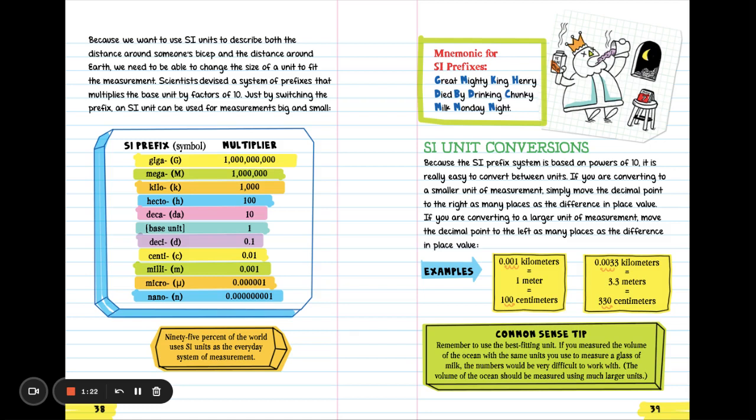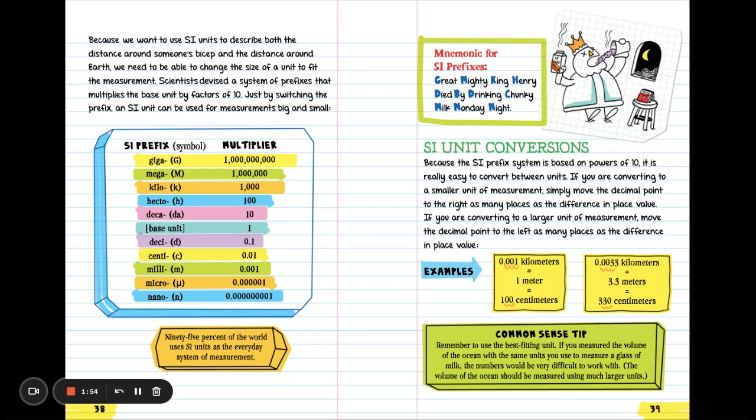Deci, we multiply by 1/10. Centi by 100th. Milli by 1,000th. Micro by 1,000,000th. And nano by a billionth, I think that is. 95% of the world uses SI units as their everyday system of measurement. So our mnemonic for SI prefixes is Great Mighty King Henry died by drinking chunky milk Monday night. Ugh, that's gross.